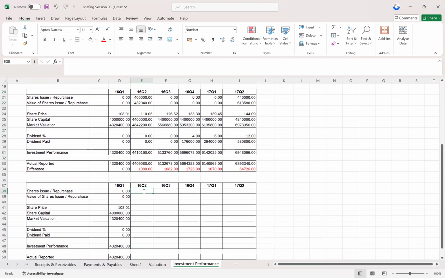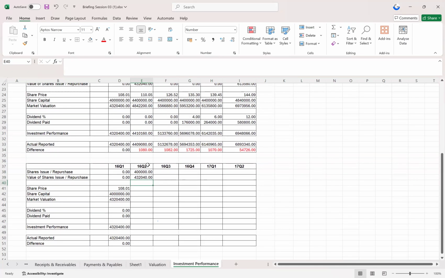This company took a decision to issue 10% shares, or 4 million shares, in the next quarter. So what would be the value of shares they issued? This multiplied by this, divided by 100. Please stop me whenever you are not able to understand a particular variable. At the end of this quarter, the share price was 110.05. My share capital becomes this plus the shares I issued. My market valuation becomes this multiplied by this, divided by 100.